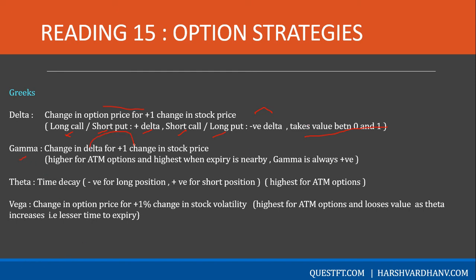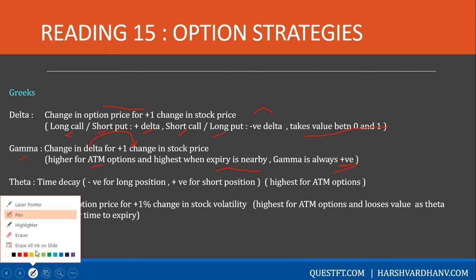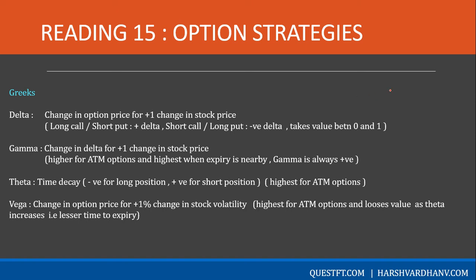Gamma is the change in delta for 1 point change in the option price. It is always higher for the ATM options and highest when expiry is nearby. Gamma is always positive. So all these three statements are very intuitive in that sense. Suppose your strike is $40 and when you had bought it the stock price was 35, and say it had a delta of 0.25.